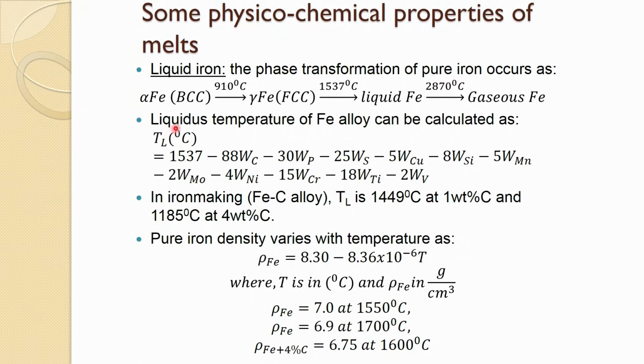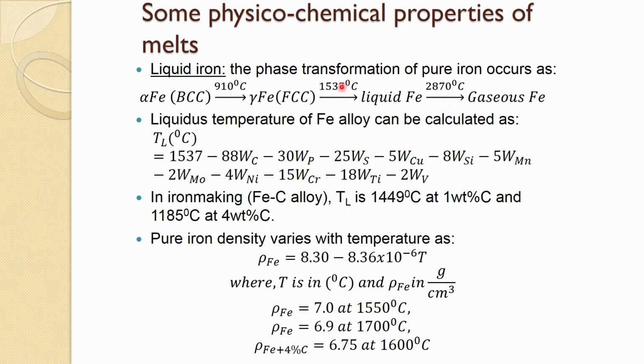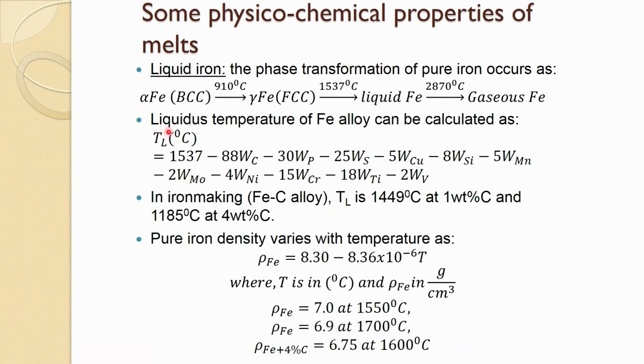So, this is for the pure iron. As you can see, the melting point of pure iron is very high, so it is very difficult to achieve that sort of temperature throughout the blast furnace. However, for impure iron, the liquidus temperature is decreased. So, we will see the effect of impurities on the liquidus temperature.